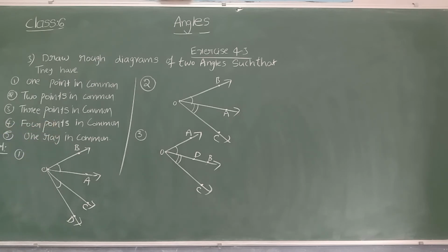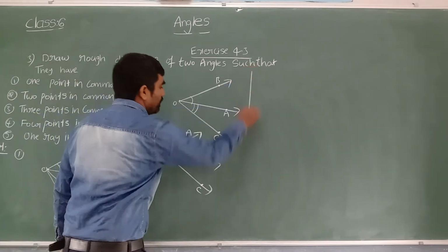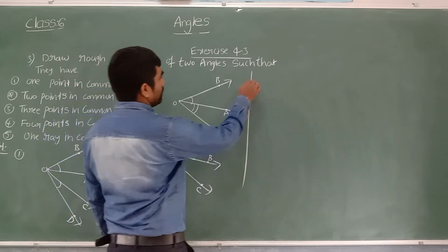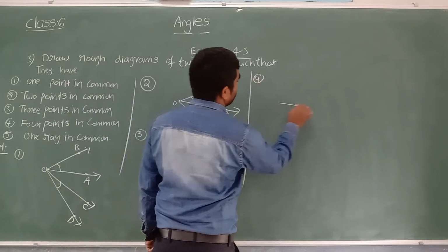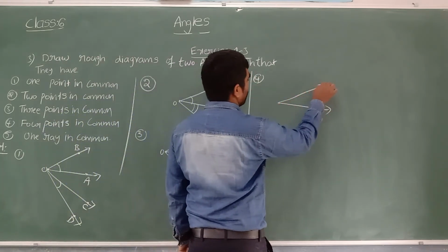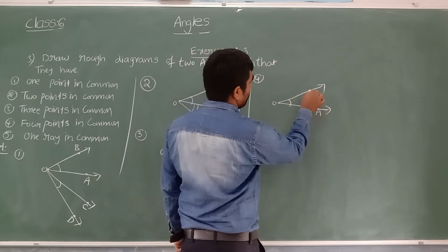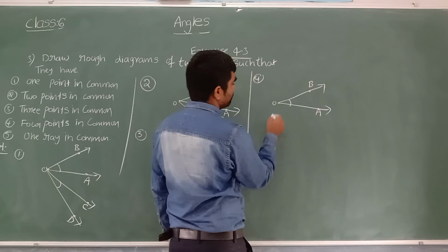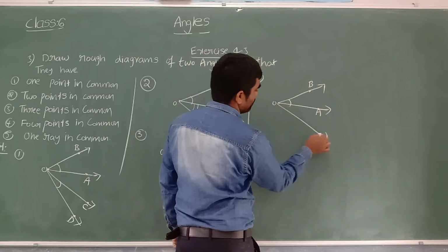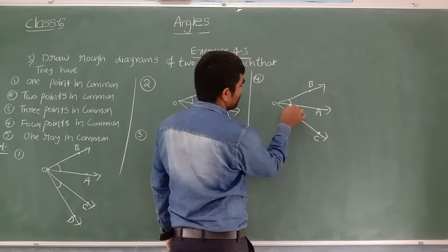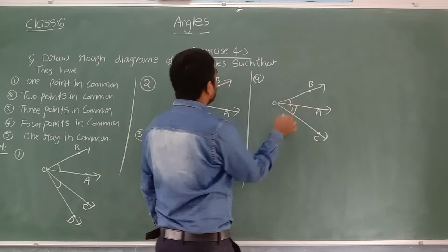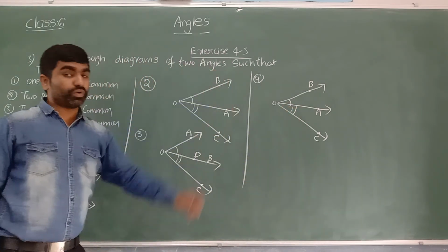Similarly, they are asking to draw 4 common points. Yes. How can I draw 4 common points? See better here. For the fourth one, draw one ray, one more, we get one angle. So name it: one is ray OA, one more is ray OB. You can draw one more angle. Yes, OC. This is the second angle. Two angles they are asking to draw. Yes, I took two angles.